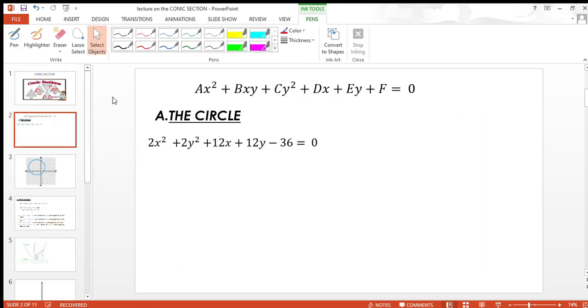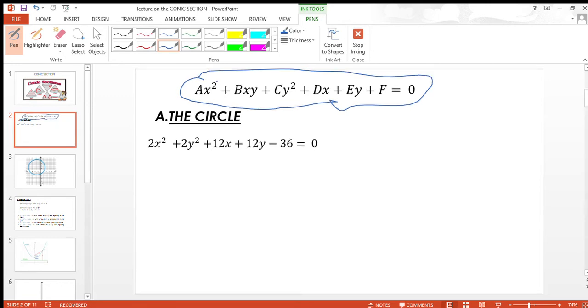So, for each conic section, our working equation is based on this general second degree equation involving two variables x and y. If we take the complete second degree equation, meaning the highest exponent is 2, of two variables x and y, this is the most complete: ax squared plus bxy plus cy squared plus dx plus ey plus f is equal to 0.